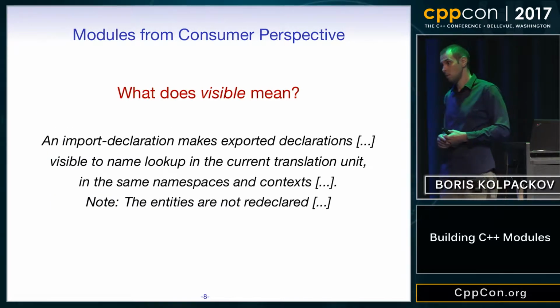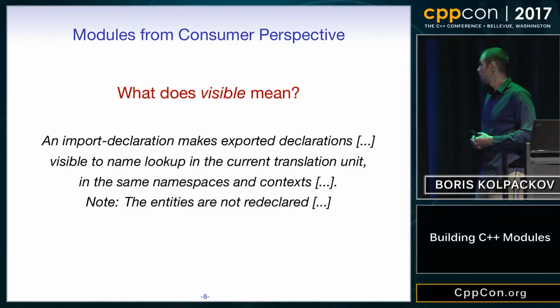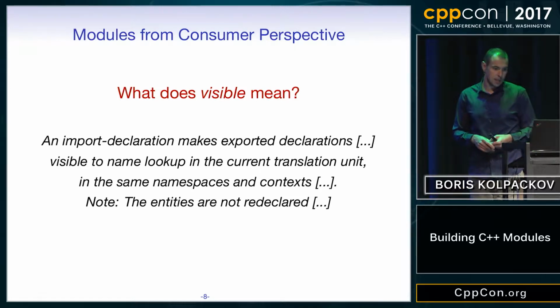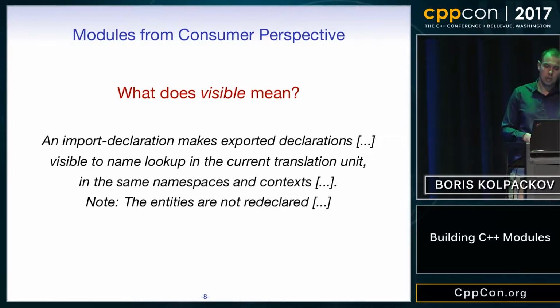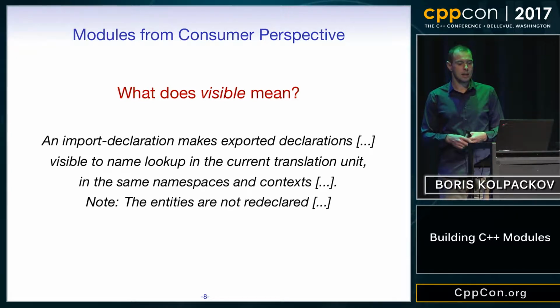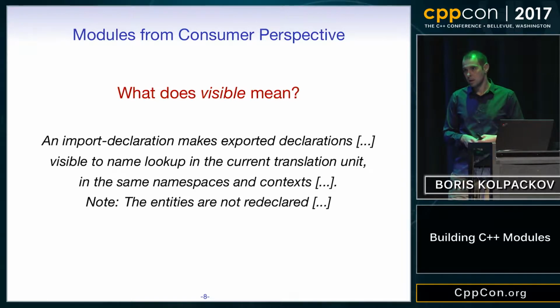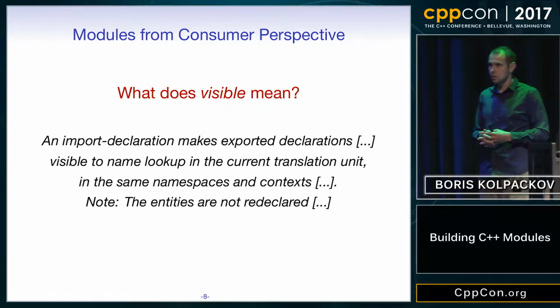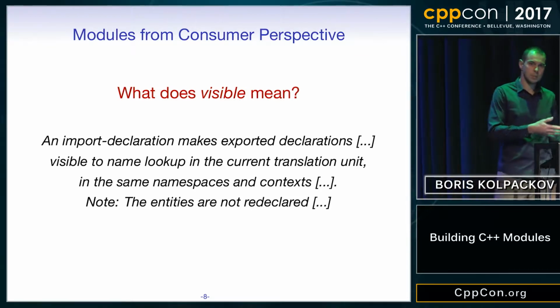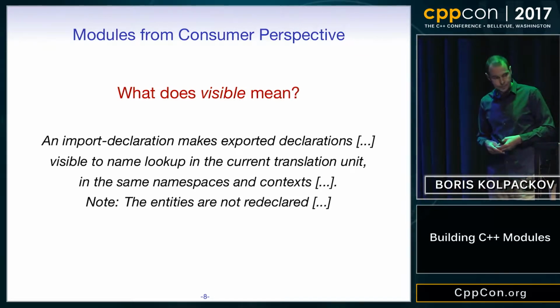We'll talk about what exactly that means in a bit. What exactly does visible mean? Let's quote the standard. An import declaration makes exported declarations visible to name lookup in the current translation unit in the same namespaces and contexts. Note, the entities are not redeclared. So this is quite a bit different compared to headers. When we include a header, we get a declaration. When you import a module, names are merely made visible.